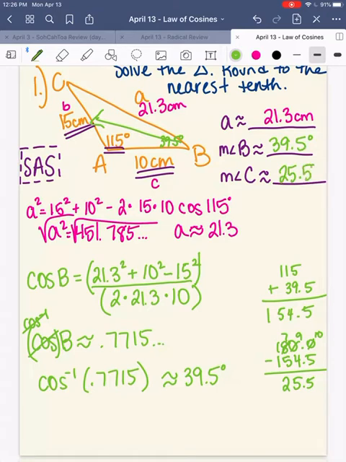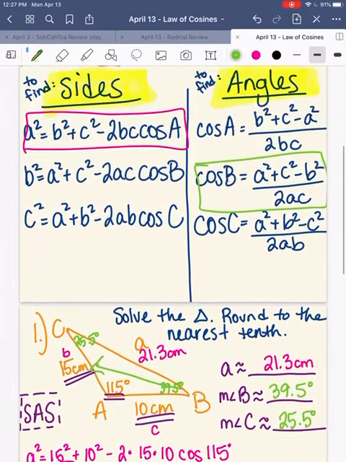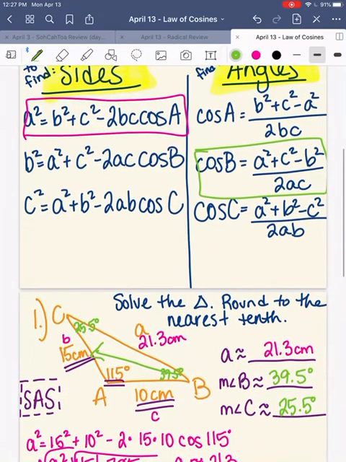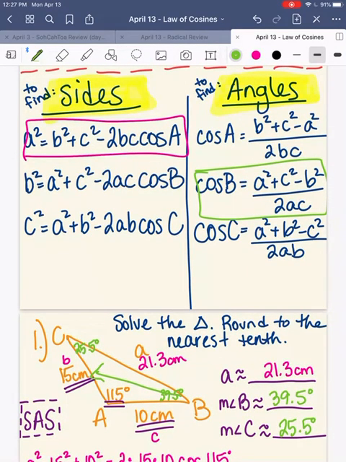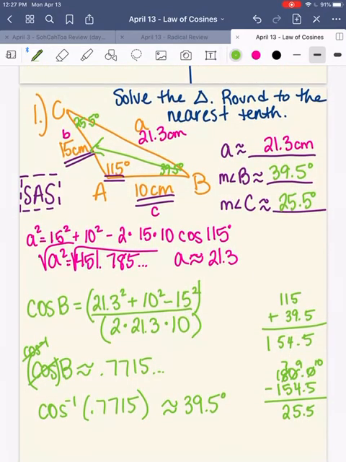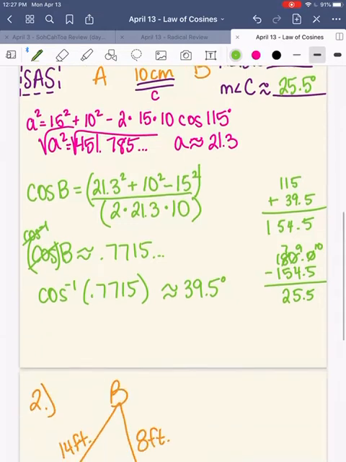And remember, the smallest angle has the smallest side across from it, and the answer is yes. All right, so we found one side using the formula on the left, and then we found an angle using the formula on the right. It's really just a matter of plugging in the formula correctly because it's very formula driven. So if you can keep these formulas handy, you should be good to go. And this was a SAS problem, or side angle side. All right, let's look at one more.